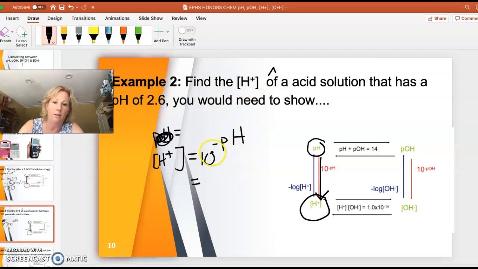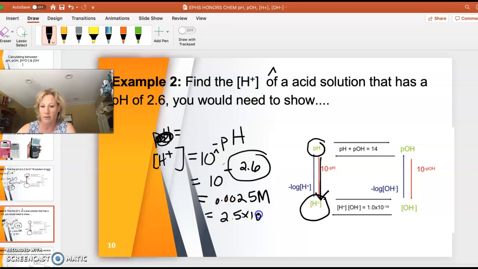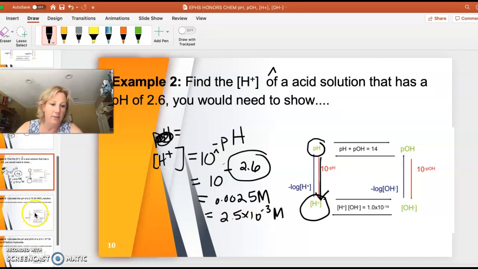So you can do that or just put in 10 to the negative 2.6. And then another thing is, some people just leave it in that format, but please don't. I want this always to be a whole number. So put that in your calculator, and then you will get, my calculator gave me this, and you could also change that into scientific notation. Either one is fine. All right, so let's just do a few more.